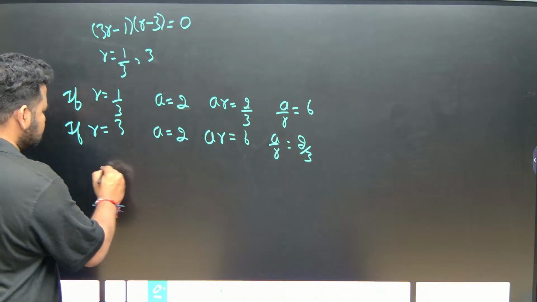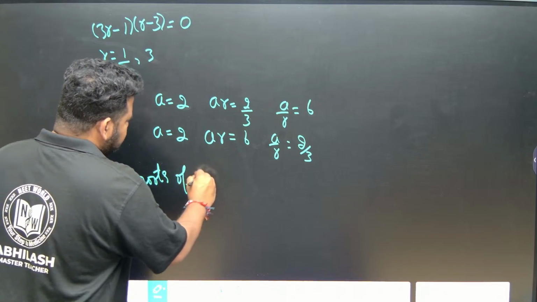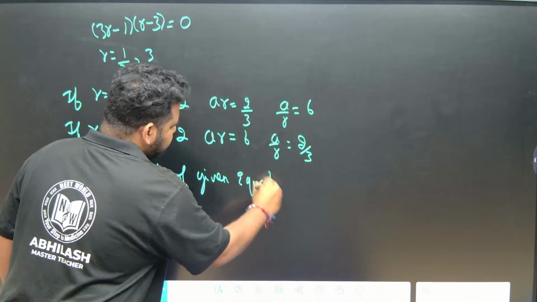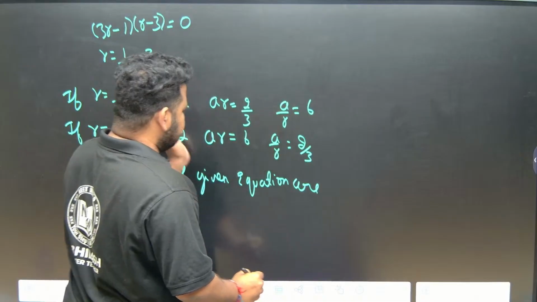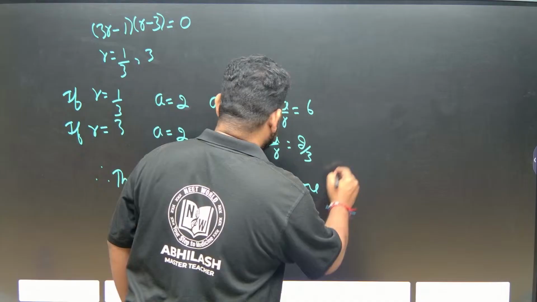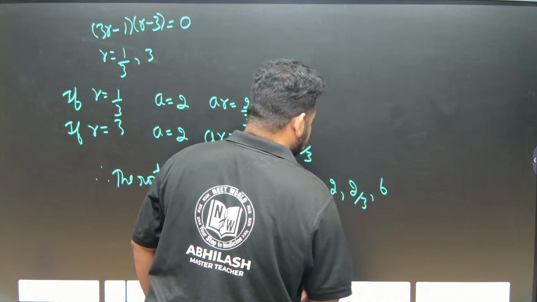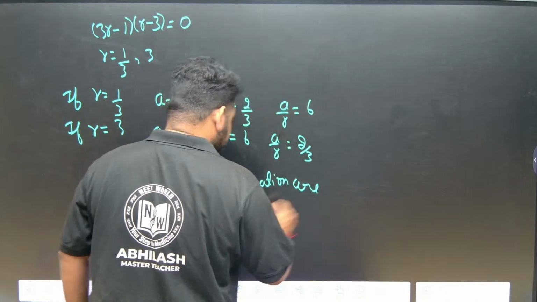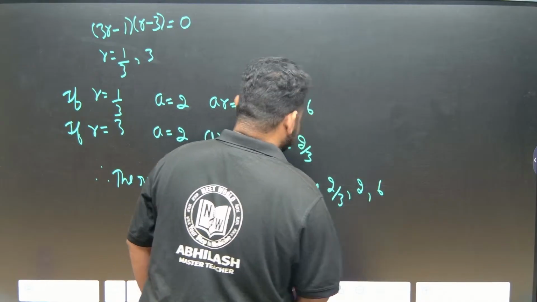So therefore the roots of the given equation are, you can write it this way, increasing or decreasing. Decreasing GP or increasing GP, whatever it is, doesn't matter for us. We need the roots, that is 2 by 3, 2 and 6. Or you can write it as 2 by 3, 2 and 6. So this is the answer, friends.